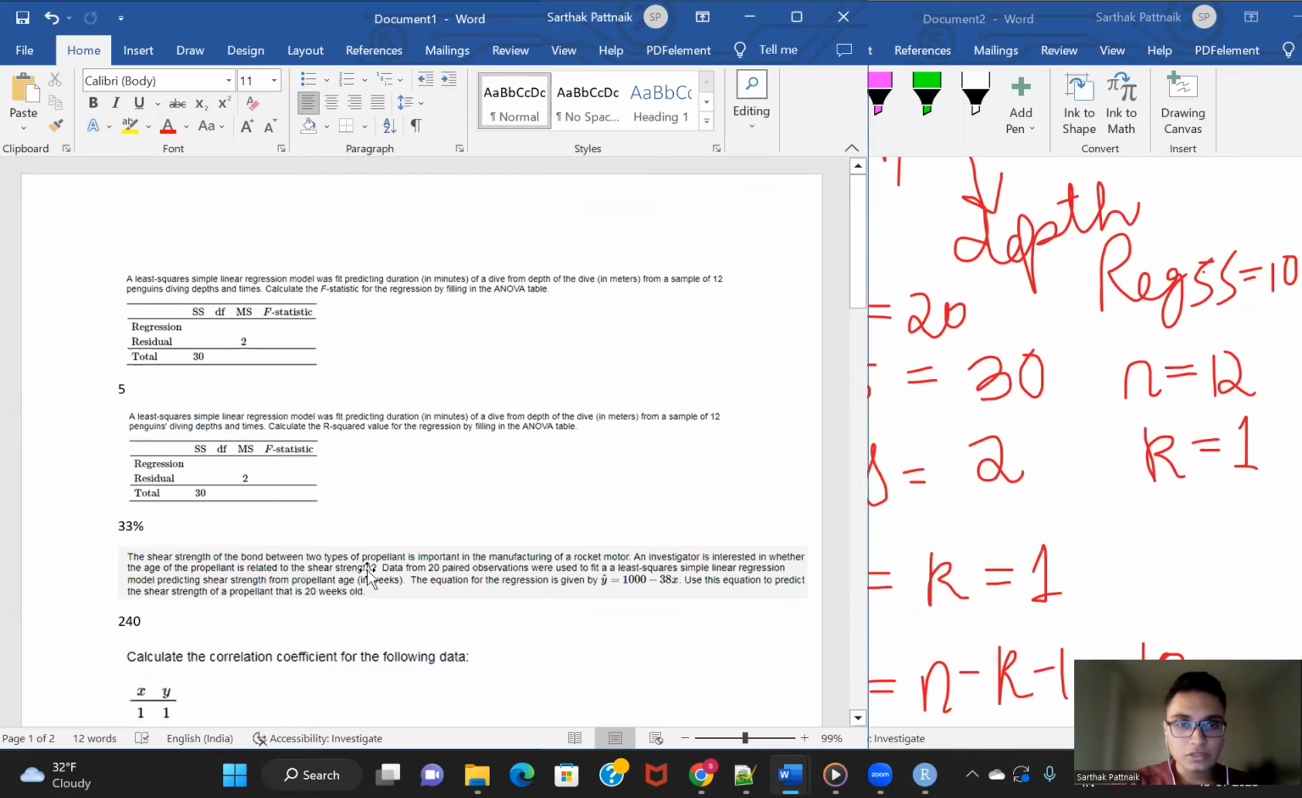Now, if you read, the question is exactly the same as the previous one. What we need to calculate has changed. We need to calculate the R squared value for the regression from the ANOVA table.